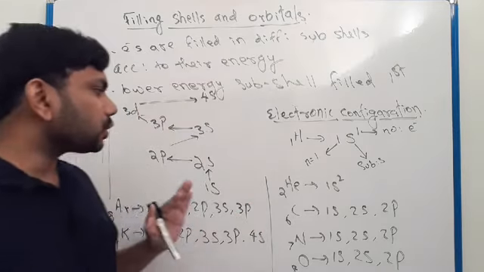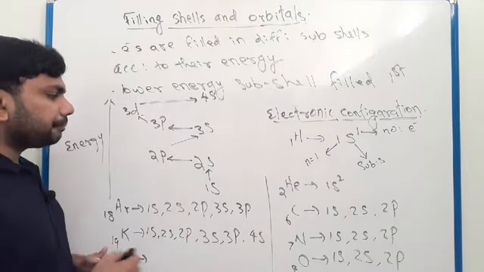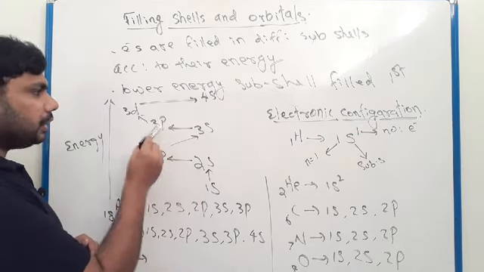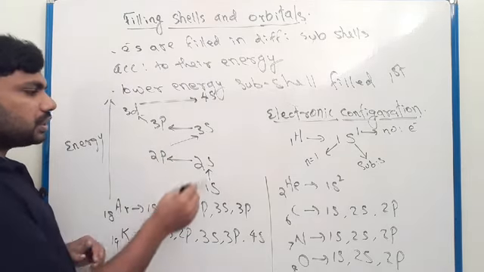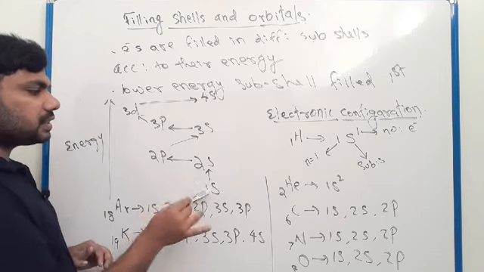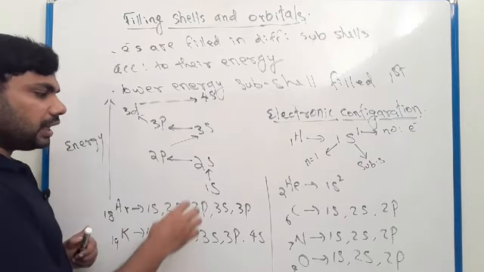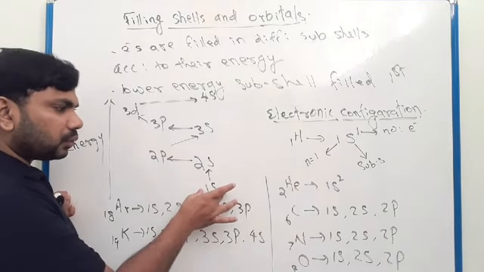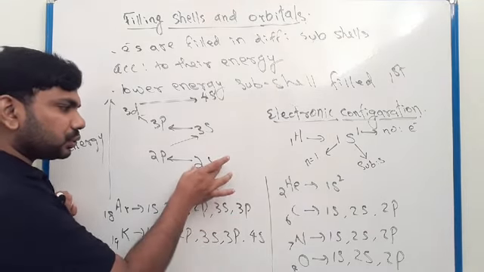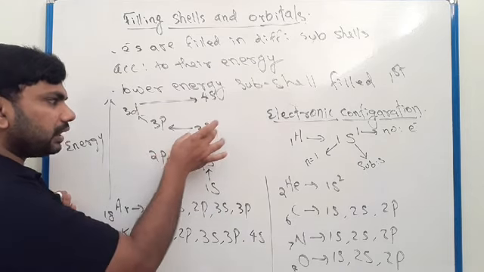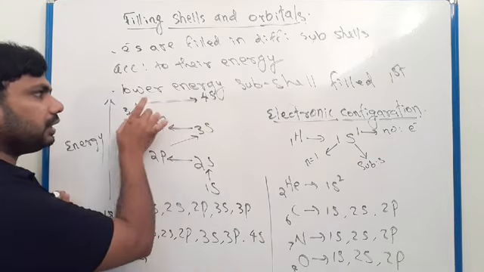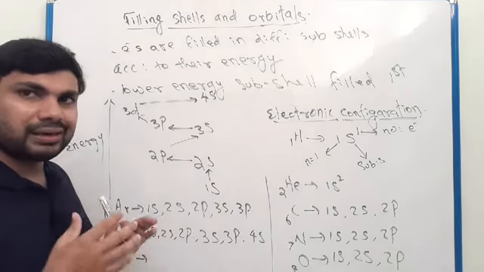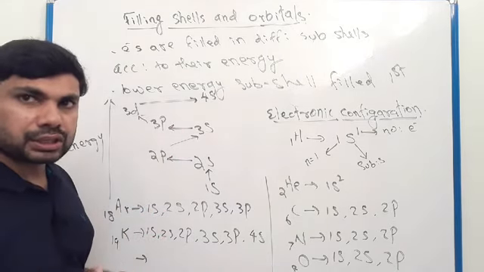So we can show this like this. Look here: 1s, 2s, 2p, 3s, 3p, 3d, 4s. Generally we can say like this. This is the filling of electrons. Electrons are filled first in 1s orbital, then 2s, then 2p, 3s, 3p, 3d, 4s. This is the order of filling of electrons in different atomic orbitals.